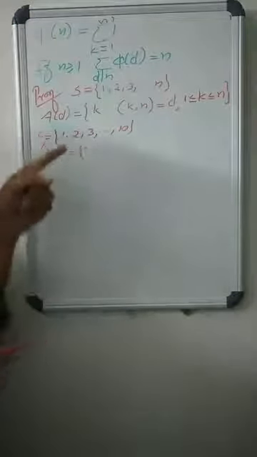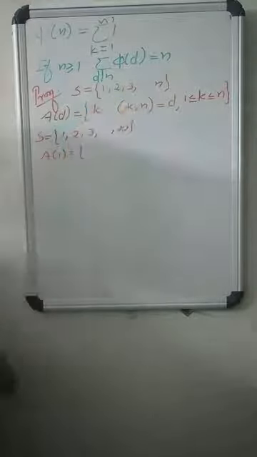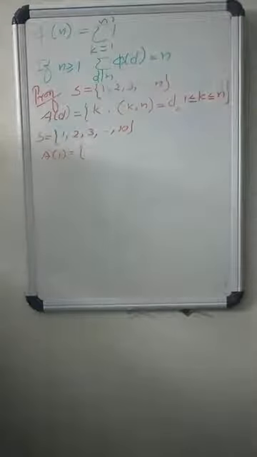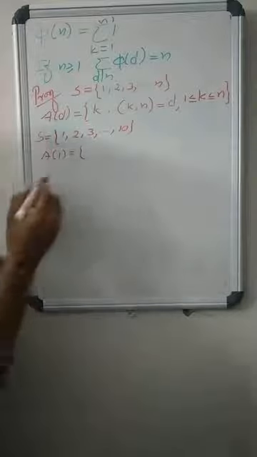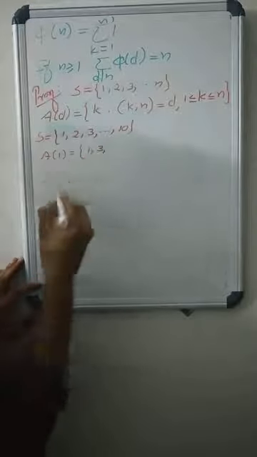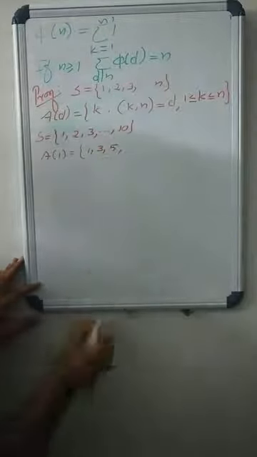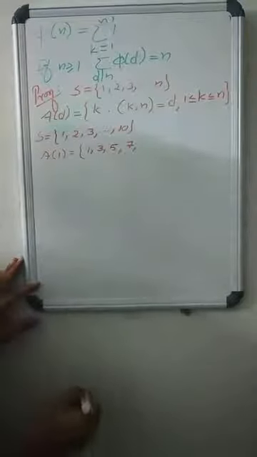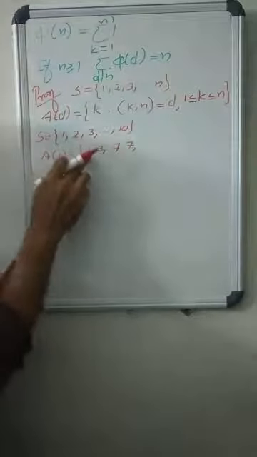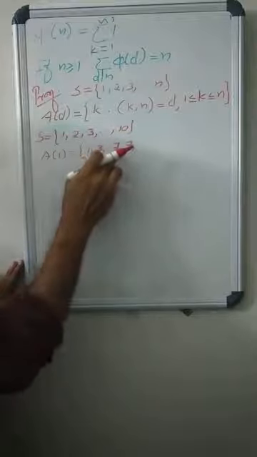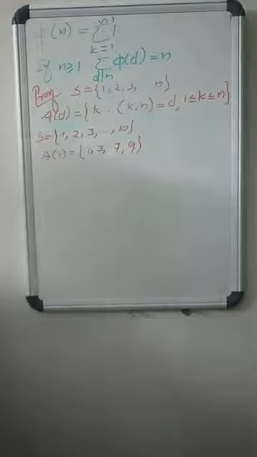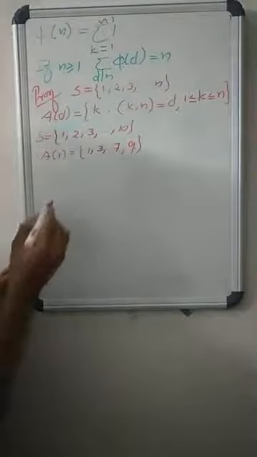What is A of 1? A of 1 means the set of all elements in S which have greatest common divisor 1 with the last element, the highest element 10. The GCD of 1 and 10 is 1, the GCD of 3 and 10 is 1, the GCD of 7 and 10 is 1, and also the GCD of 9 and 10 is 1. So A of 1 is the set 1, 3, 7, 9.